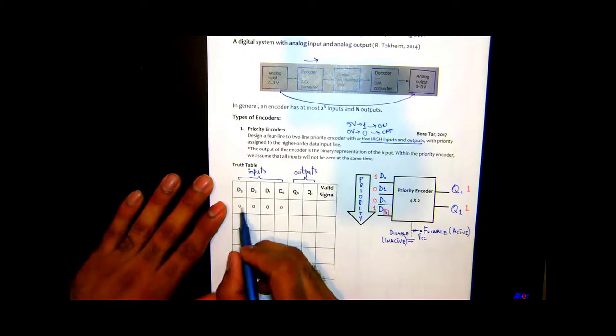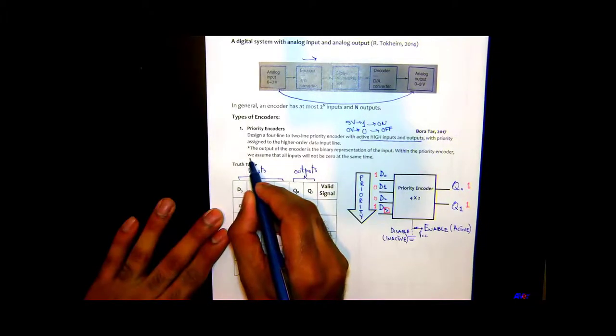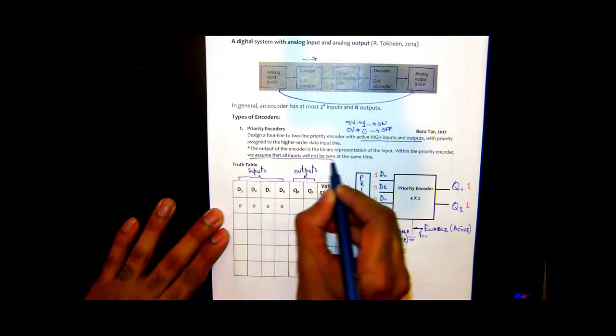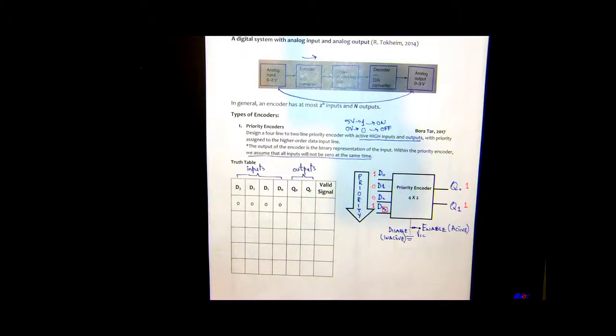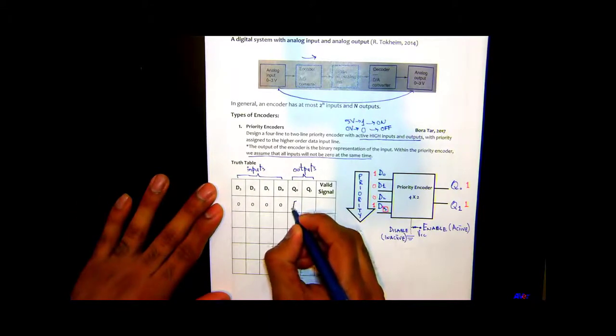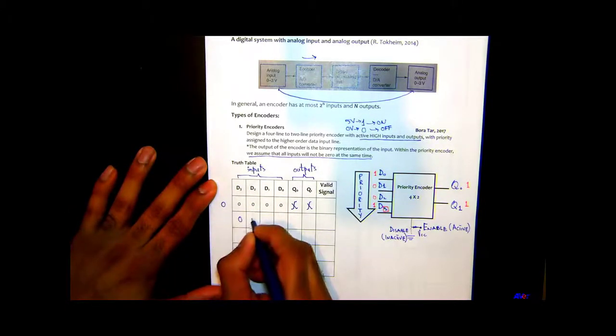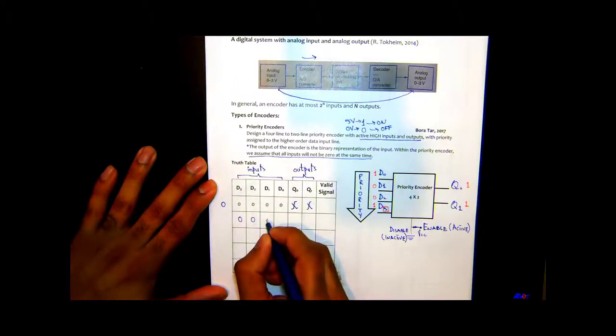When we have D3, D2, D1, and D0 all set to 0, what would be Q0, Q1? Remember, we assume that all the inputs will not be 0 at the same time. An encoder, for it to work, has to have one input line set to high. So this is what we consider a don't care condition. Just forget about the valid signal for now. So this makes a code of 0. We're going to move on to 0, 0, 0, 1. What should be the output now?